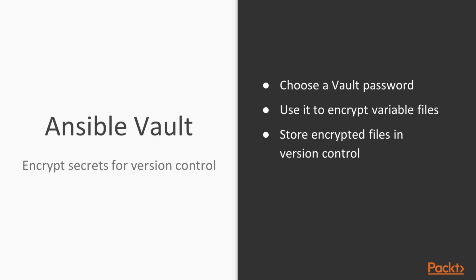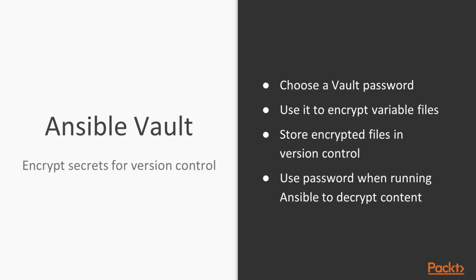Once we have encrypted the file, we can store it in version control without worrying about giving away the secret information that's inside. When we run Ansible Playbook, Ansible can read the password from a file that's not in version control, or it can just prompt us to enter the password. As long as we keep that password safe, keep it out of version control, we don't have to worry about losing any of our secret content or giving away access to it.